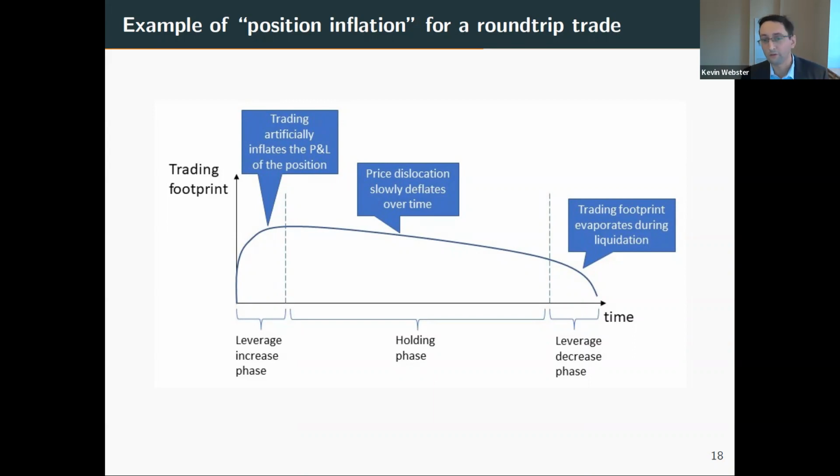And so what I'm going to show is that during the position entering phase, if it's monotonic, we will see position inflation. And then naturally that position inflation will stay during the holding phase and will eventually evaporate either during the holding phase or during the leverage decrease phase. So even if you don't end up decreasing, liquidating the position, you will see that footprint evaporate as the price impact reverts back to zero.